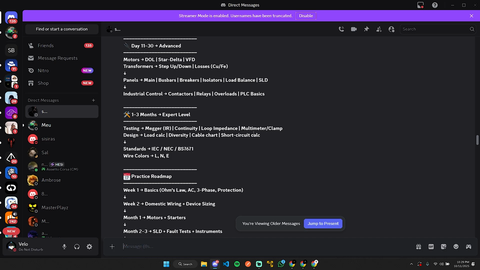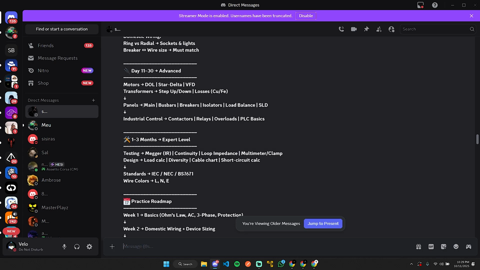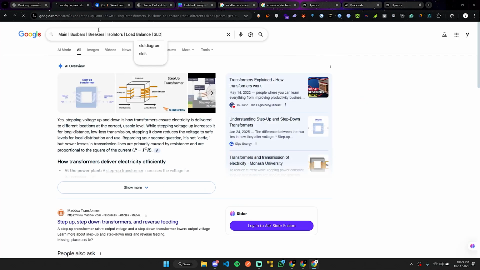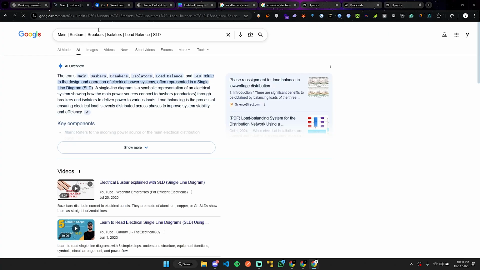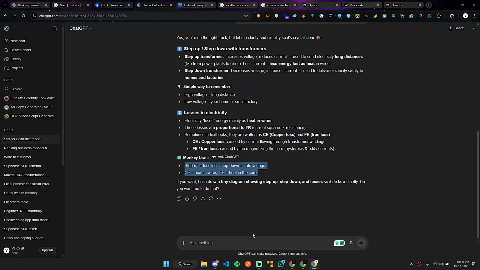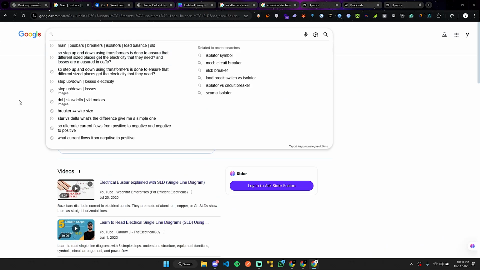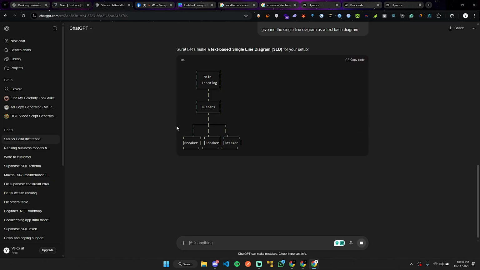So, what's next? Transformers. Panels, million. Okay. Grab the panels real quick. It defines the operation of electrical power systems, often represented in a single line diagram. Alright, so let me just try to get, give me the single line diagram as a text-based diagram. There we go. Bro, it's just so clear.